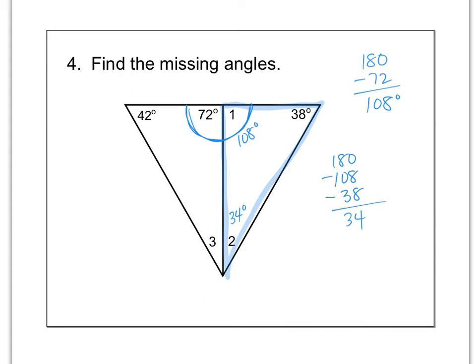And then on the other triangle on the right, I'm going to take this red triangle, and those three corners should add up to 180. So 180 minus the 72 minus the 42, and leaves me with 66, I believe. So angle 3 is 66 degrees.